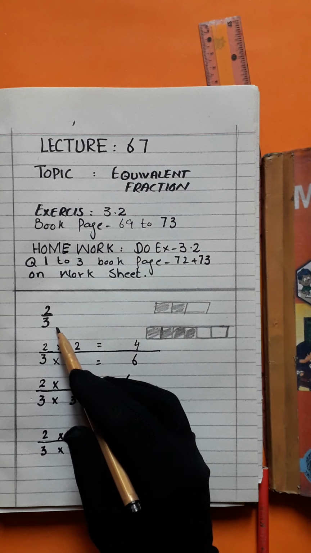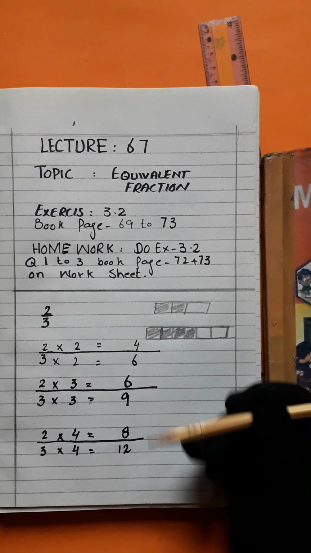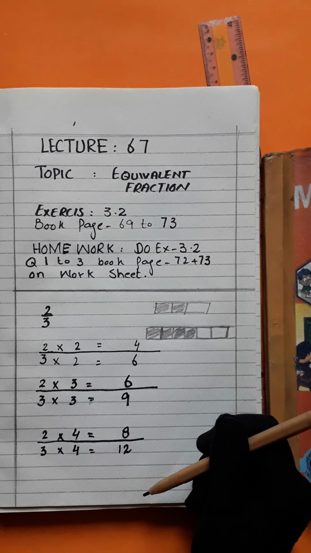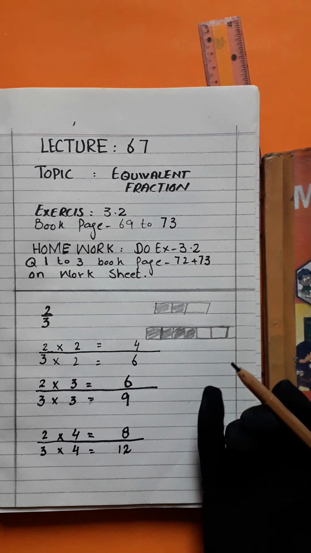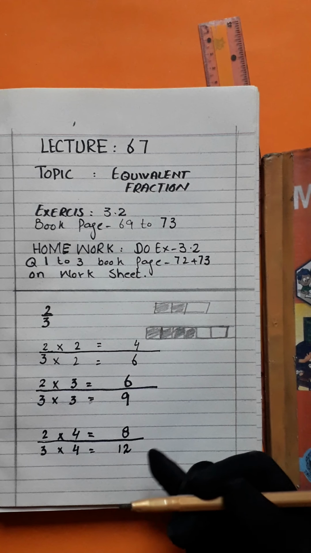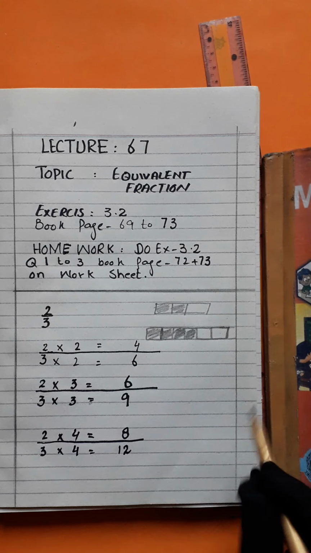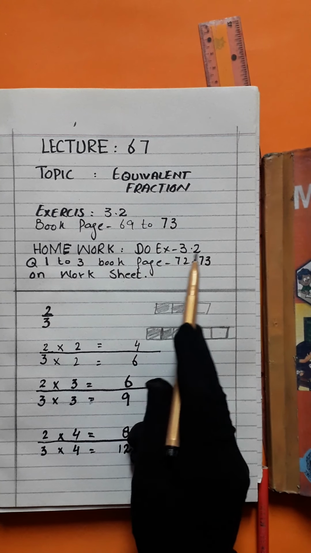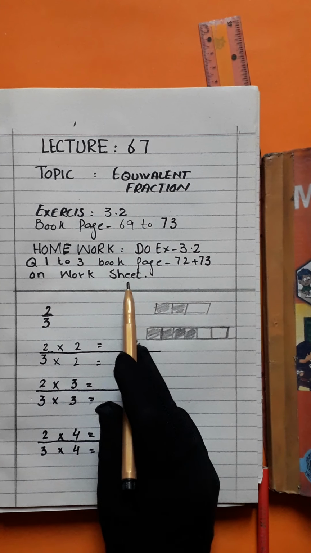Clear, students? These are equivalent fractions, the next equivalent fractions. If you take 2 over 3 and 8 over 12, they are also equivalent to each other. You can draw shapes like this: a triangle, a rectangle, any shape, divide it into these parts, and then shade. Clear, students? Your homework is exercise 3.2, questions 1 to 3, book pages 70-73, on a worksheet.